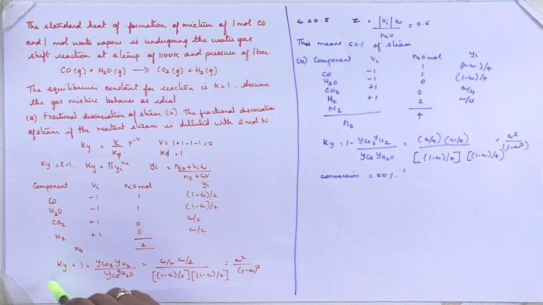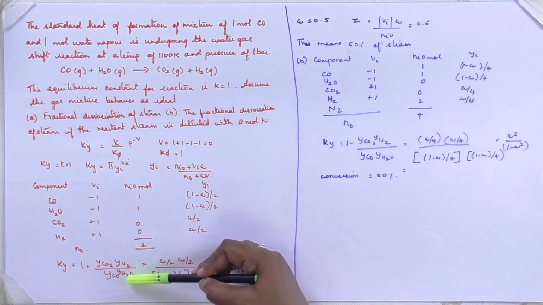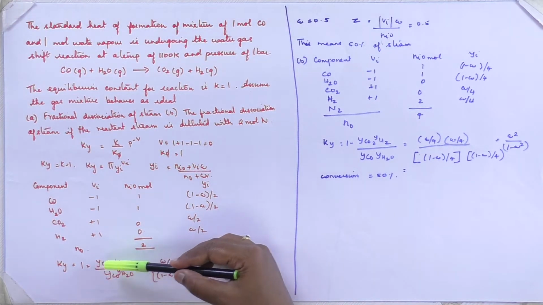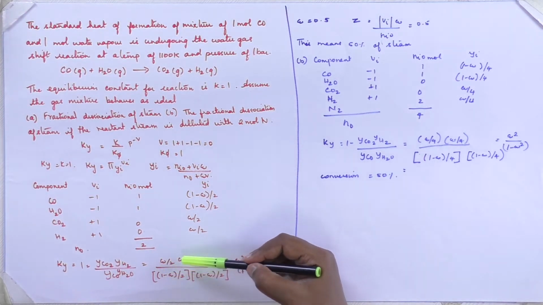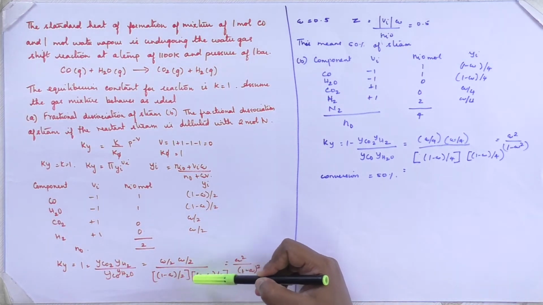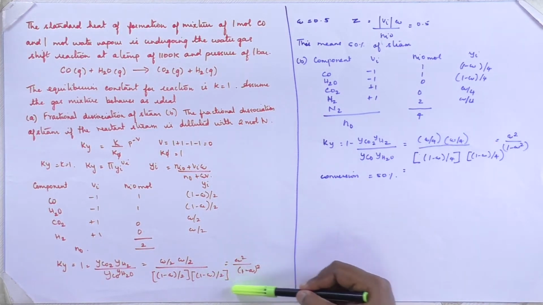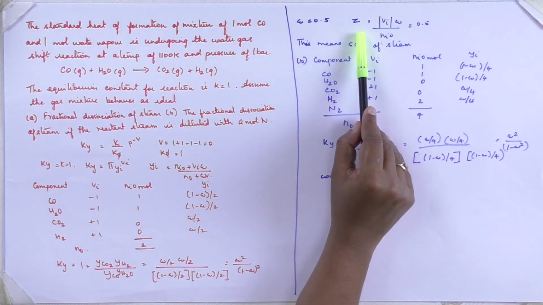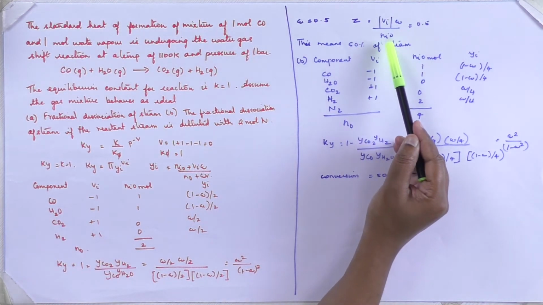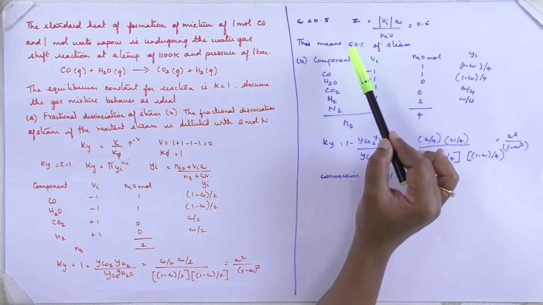We get the equilibrium constant Ky is equal to 1, which is equal to the product of the mole fractions of carbon dioxide and hydrogen divided by the product of the mole fractions of carbon monoxide and water. We substitute the respective values for the components. We get epsilon divided by 2 into epsilon divided by 2 divided by 1 minus epsilon divided by 2 into 1 minus epsilon divided by 2. We get the equation as epsilon squared divided by 1 minus epsilon the whole squared. The value of epsilon is 0.5, and the fractional conversion is Z equal to modulus of Vi into epsilon divided by Ni0. Substituting the respective values, we get 0.5, and the fractional steam conversion is 50%.